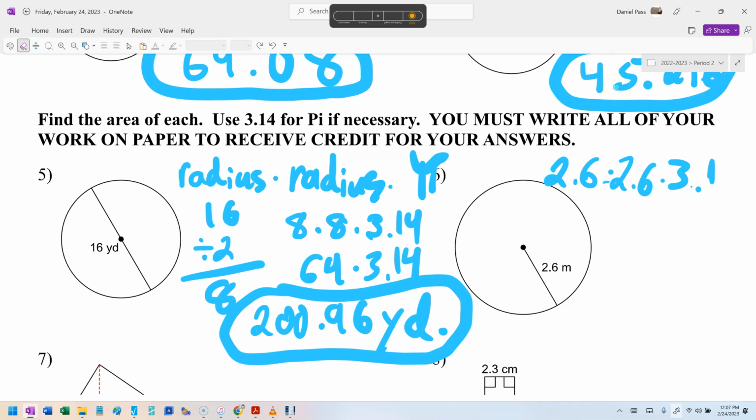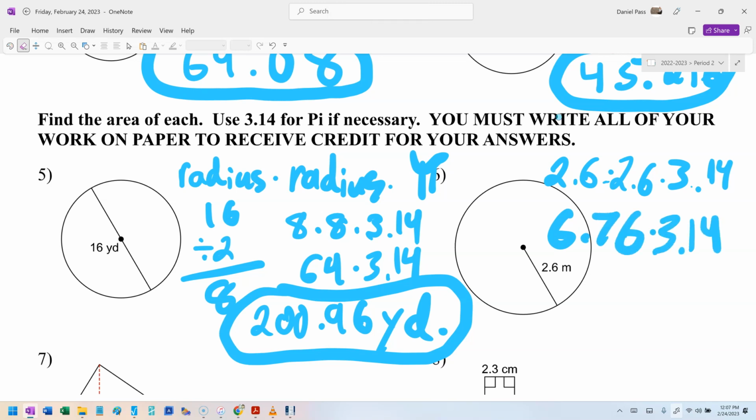Do you have that on your paper? Oh, I did it all together. Let me see. Does anybody have 2.6 times 2.6? What do you have? 2.6 times 2.6 makes 6.76, I think. 6.76. And then 6.76 times 3.14. So what does that make? 21.2264. Oh no, there's going to be a lot of decimals on that one.